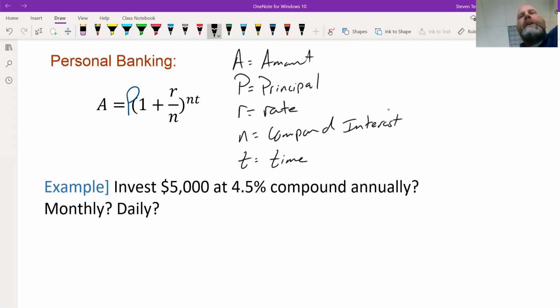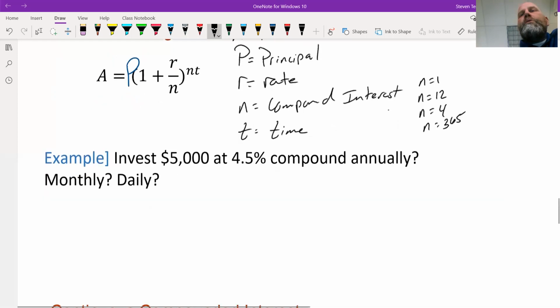Now, what I mean by compound interest is you could compound your account annually, which means n would be 1. Monthly, which means at the end of every month, would be 12 times out of the year. You could do it quarterly, 4 times out of the year. You could also do it daily, which is 365. We're going to take a look at these in the next example below.